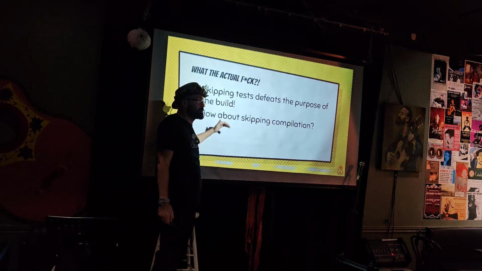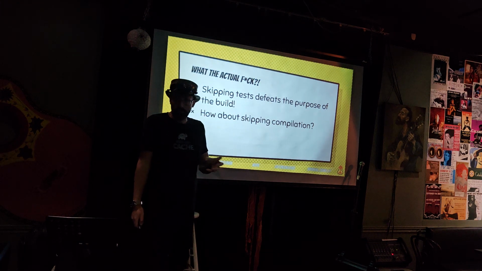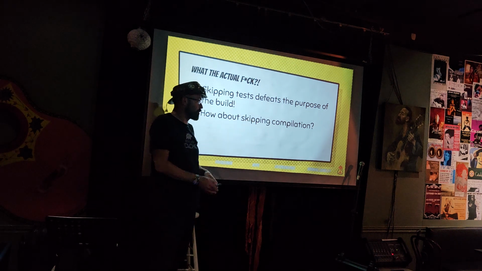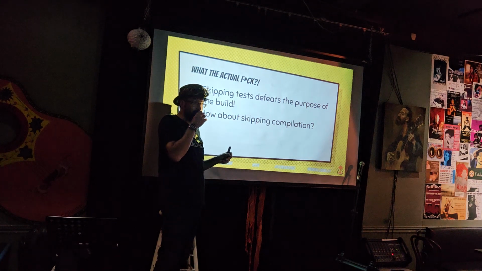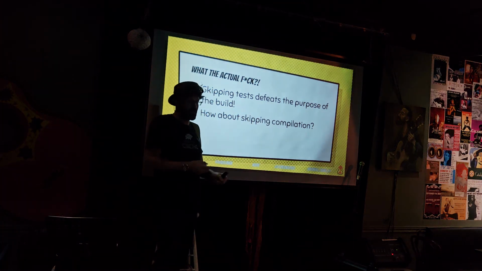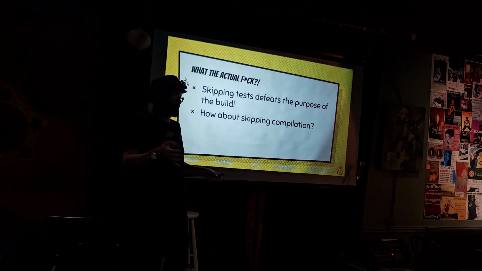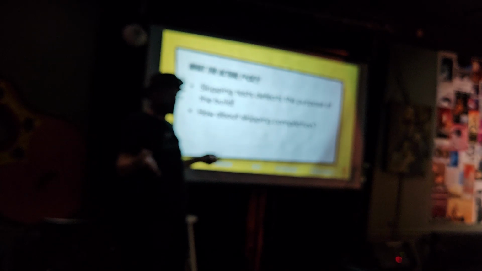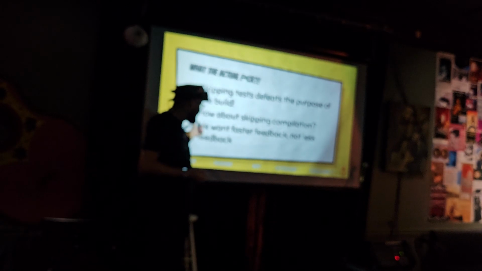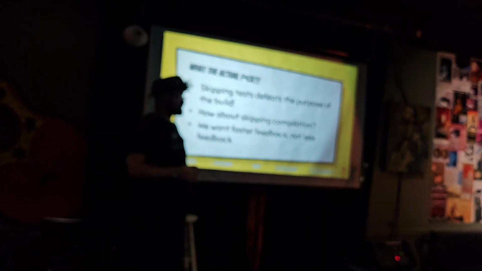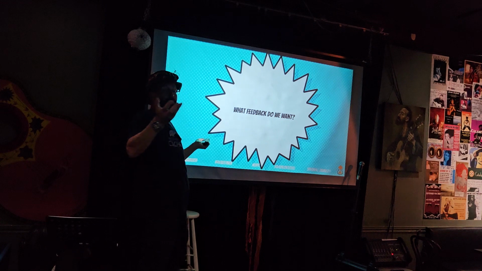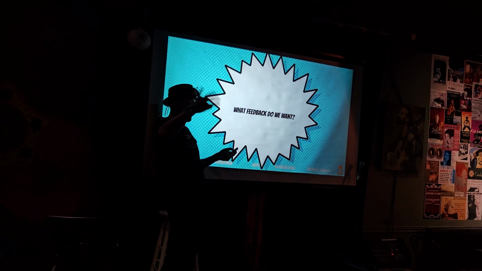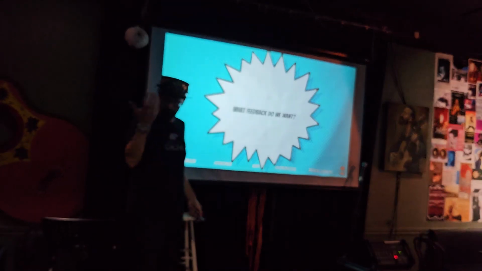Tests and compilation are exactly the same thing. We wrote something and we want to check that it's correct. Syntactically correct in terms of compilation, and semantically correct or functionally correct in terms of tests. They're exactly the same thing. We cannot skip tests. We want faster feedback, not less feedback. So what feedback do we want? Now when ChatGPT argues that we don't need tests, let's talk about what we do want.